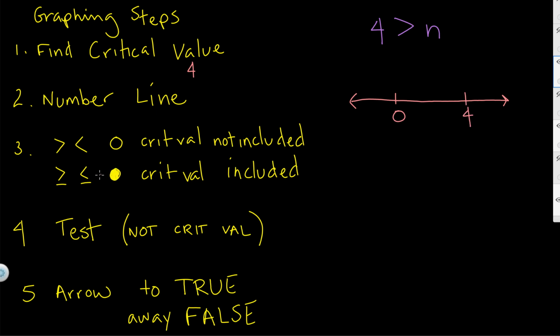Then I look at the symbols. I've got a greater than symbol. That means that 4 is not included in the solution. So I would use an open dot in this situation.